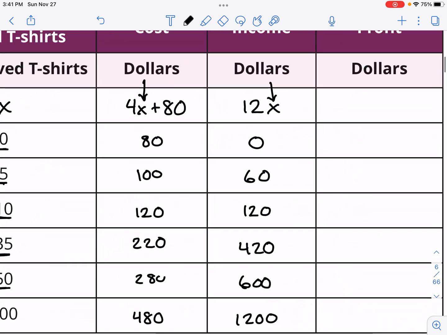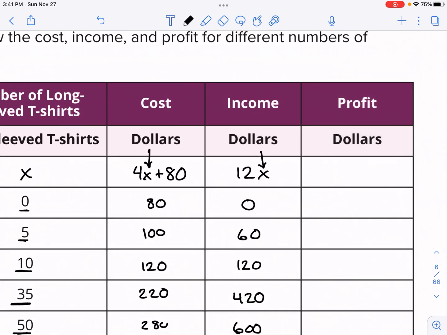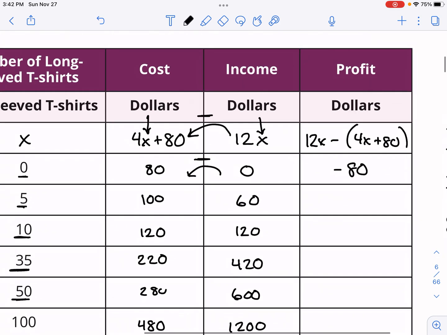All right, so our profit, if you remember from the last lesson, is the income minus the cost. So it's the third column minus the second column. That's represented as 12x minus the cost, which is 4x plus 80. You could plug in there, but I already have these values, so let's just subtract. The first one, 0 minus 80. If we don't have any shirts, we're in debt $80, so negative 80.